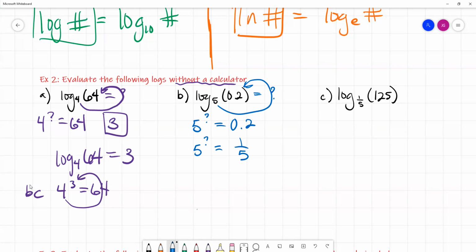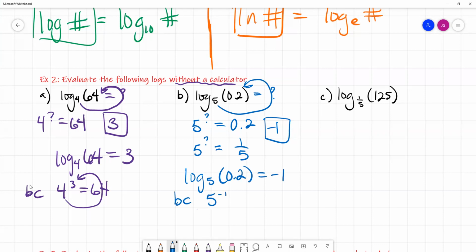Pause the video, or maybe you already know, it's -1. So log base 5 of 0.2 is equal to -1 because 5 to the -1 power is 1/5, which is 0.2. And we have that little circle trick again. Log base 5 of 0.2 is equal to -1.